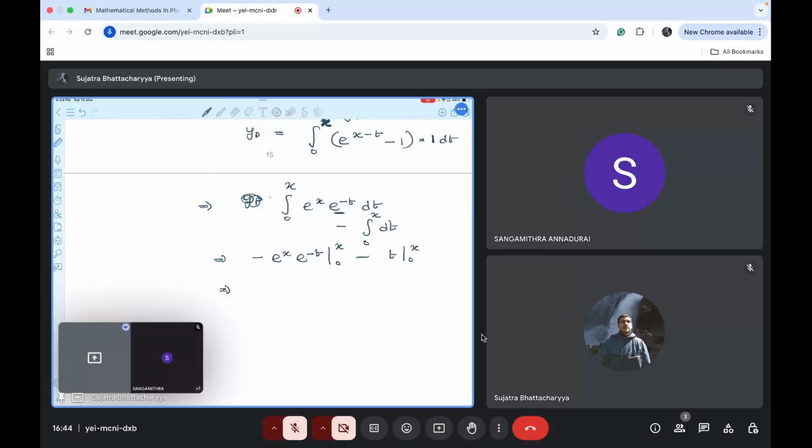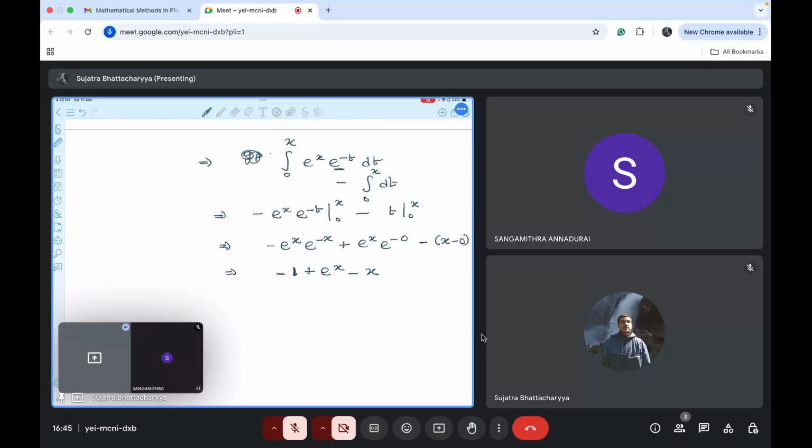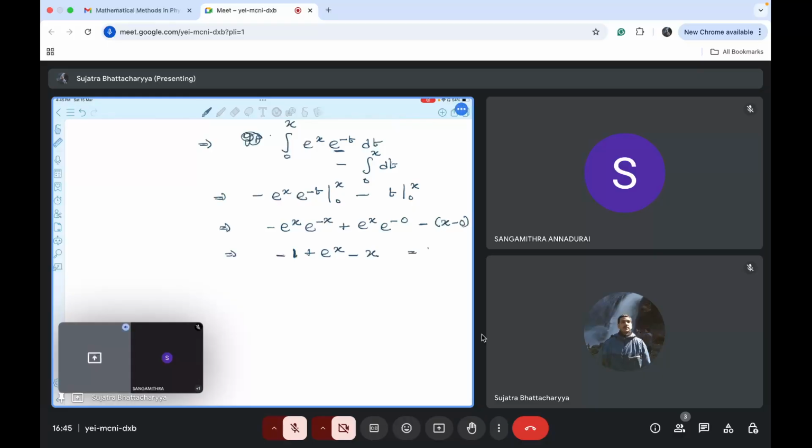So what will it be now? Minus e to the power x, e to the power minus x, minus minus will be plus e to the power x, e to the power minus 0, minus x minus 0. That's all. So you get minus 1, e to the power 0 is 1, so e to the power x minus x. This should be the particular solution, so this is your yp. And the final solution will be y complementary plus yp. That's all.